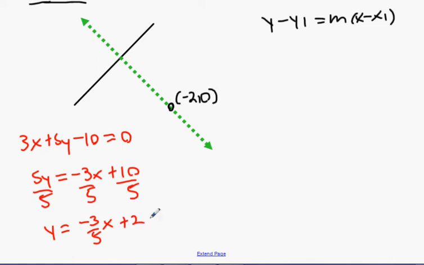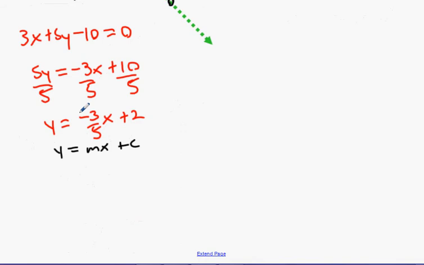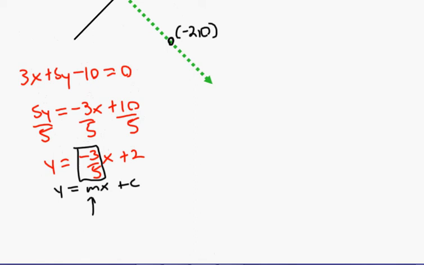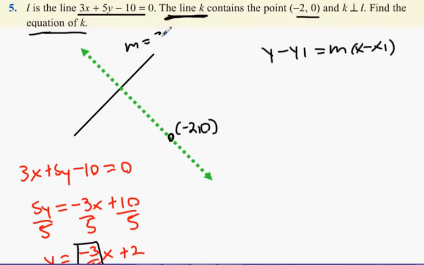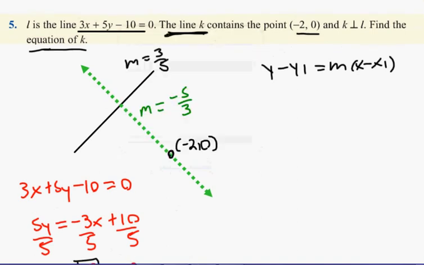We then use the equation y equals mx plus c. We compare what we have to mx plus c. So what is the slope of this line? Minus 3 over 5 is the m value, which is the slope. We now know that this black line has a slope of minus 3 over 5. What does that mean for the green line? Turn it upside down. Minus 5 over 3. Any questions? Guys, the first slope was actually minus 3 over 5, which means when you turn it upside down, it's actually plus 5 over 3.